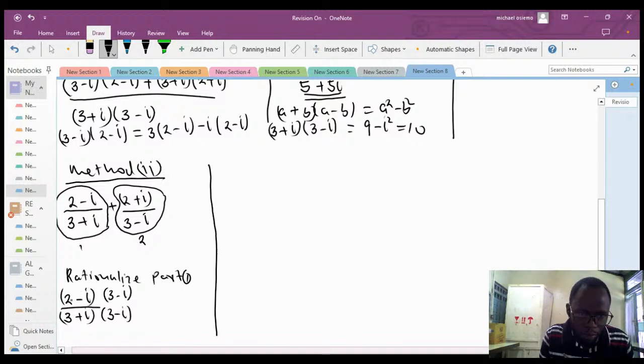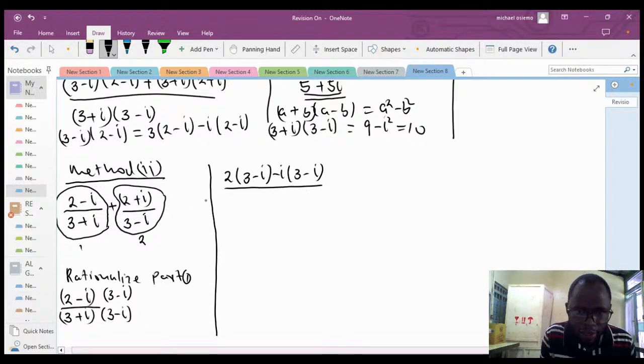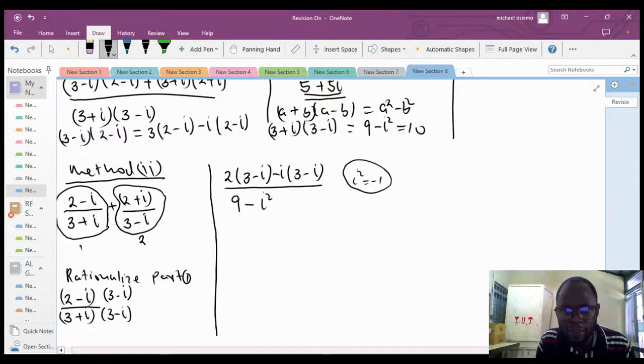So in this, when you multiply 2 minus I and 3 minus I, we're going to have 2 into bracket 3 minus I, and then minus I, 3 minus I, then over. So we have said 3 plus I multiplied by 3 minus I, it will be the same as 3 squared, which is 9, minus I squared. But we know what is I squared. I squared is equal to -1. We know I squared is equal to -1, it being the powers of imaginary number.